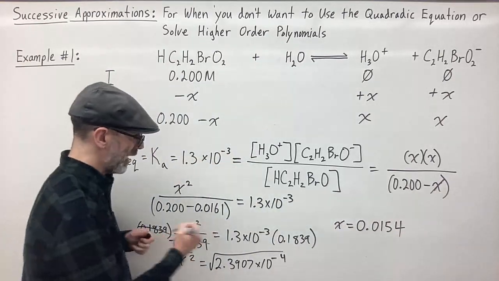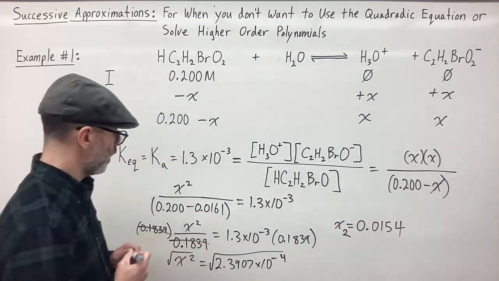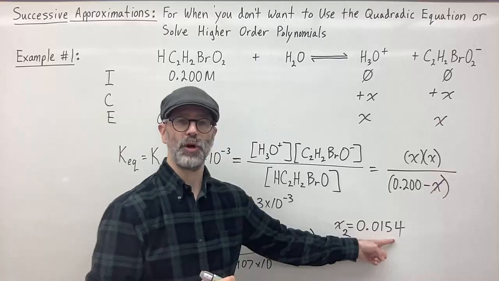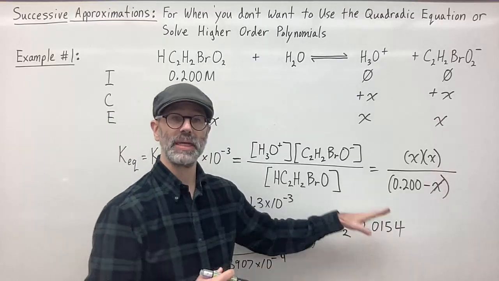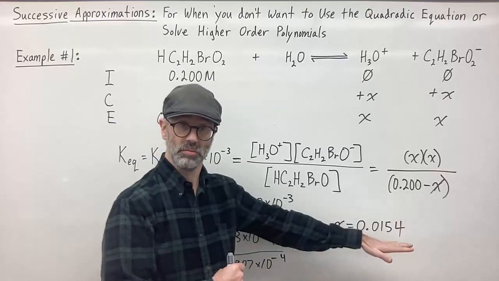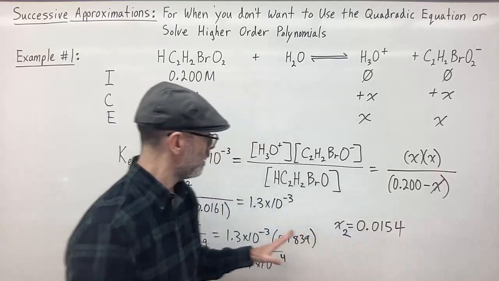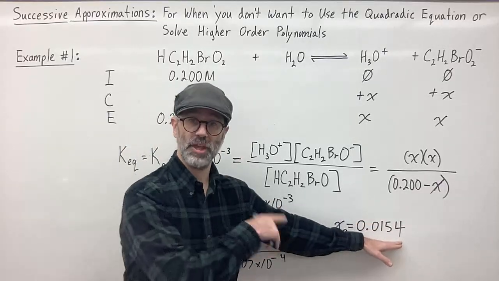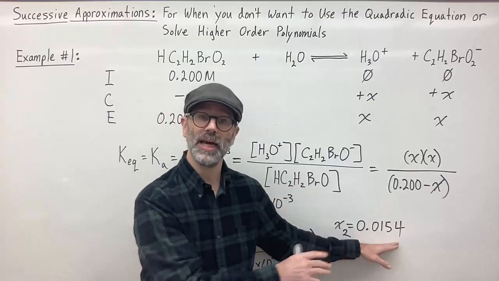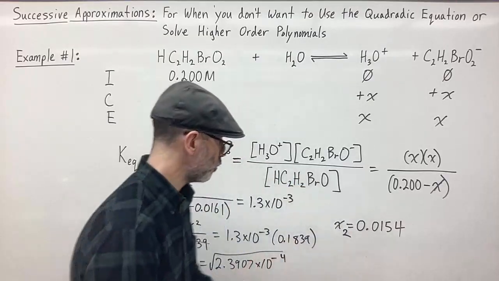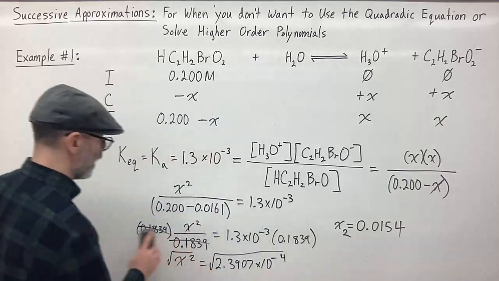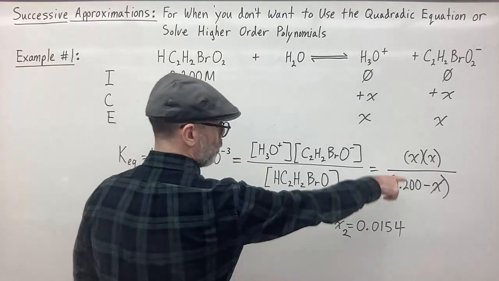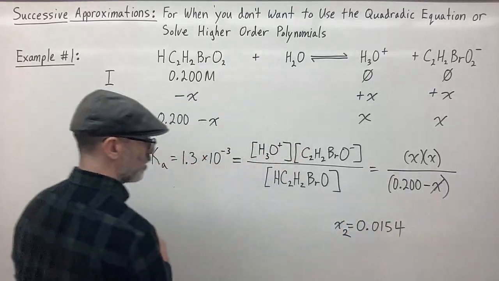So remember, this is x number 2, right? My first x was this value. My second x is this one. Notice it's different, and so this tells me I'm getting closer to the actual value. So now I'm going to do it again and see if I get the same answer. If I get the same answer, then I know I'm done. If I don't, then I have to do it again until I get the same answer twice in a row. So I'm going to plug this x2 into x there and solve.